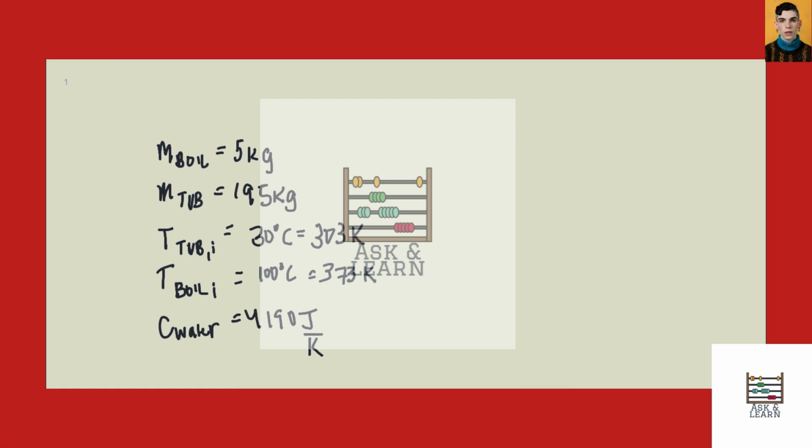And so I went ahead and just wrote down the constants that are relevant ahead of time. Mass of the boiling water, I labeled it mass boils, 5 kilograms. The mass of the water in the tub is 195 kilograms. Initial temperature of the tub, 30 degrees C, but I initially put it into kelvins because I don't want to get tripped up. And the initial temperature of the boiling water is 100 degrees C because that's the boiling point of water. Finally, the heat capacity of water, we'll need that. So I went ahead and wrote that down as well.